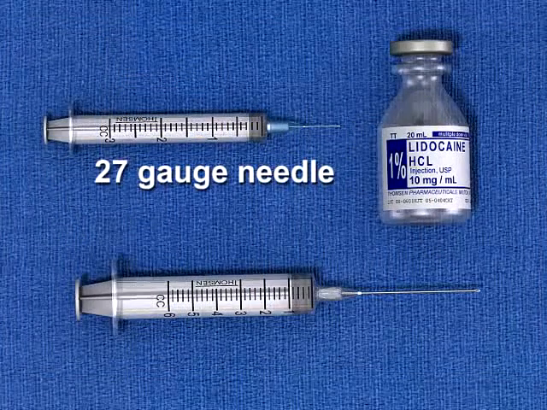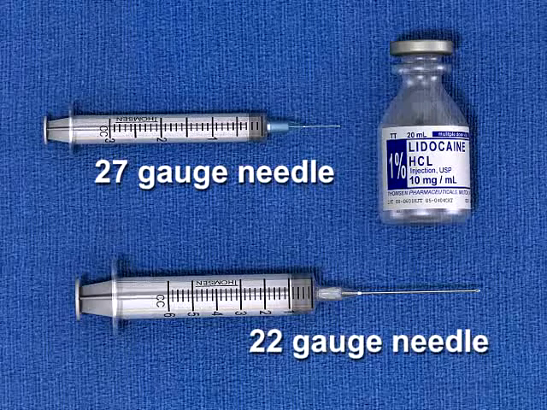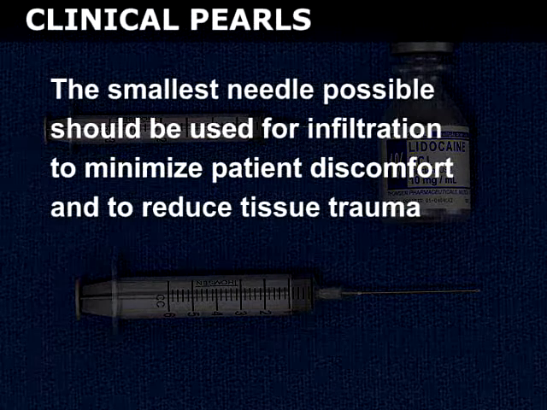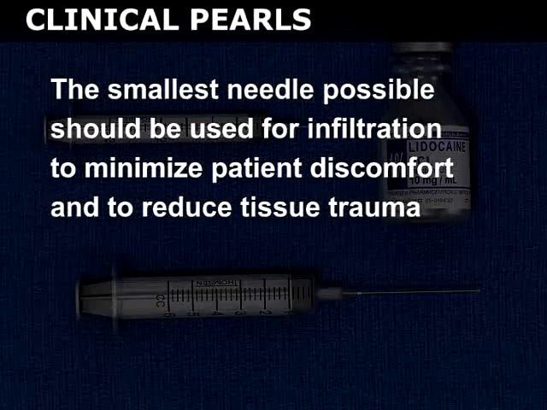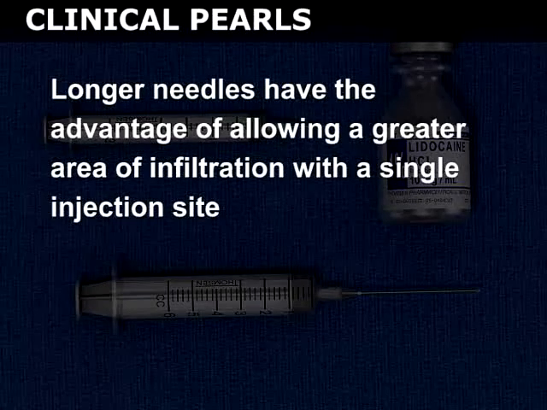25 to 30 gauge needles are typically used to place a wheal of anesthetic in the skin, whereas larger 20 or 22 gauge needles are used to anesthetize the deeper tissues. The smallest needle possible should be used for infiltration to minimize patient discomfort and to reduce tissue trauma. Longer needles have the advantage of allowing a greater area of infiltration with a single injection site.